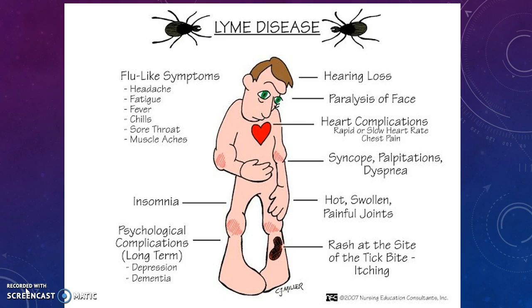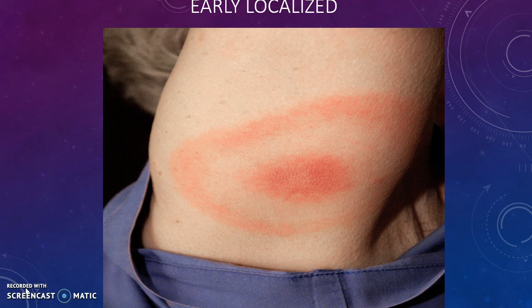Here you can see a brief overview of the signs and symptoms the disease produces. It is important to note that these do not occur all at once, but in stages, just like syphilis. So let's break the disease down into stages. The three stages are early localized, early disseminated, and late disease. Early localized disease consists only of flu-like signs and symptoms, and in 80% of cases, erythema migrans, which is the target-shaped lesion shown here. This typically occurs days to weeks after the infection.